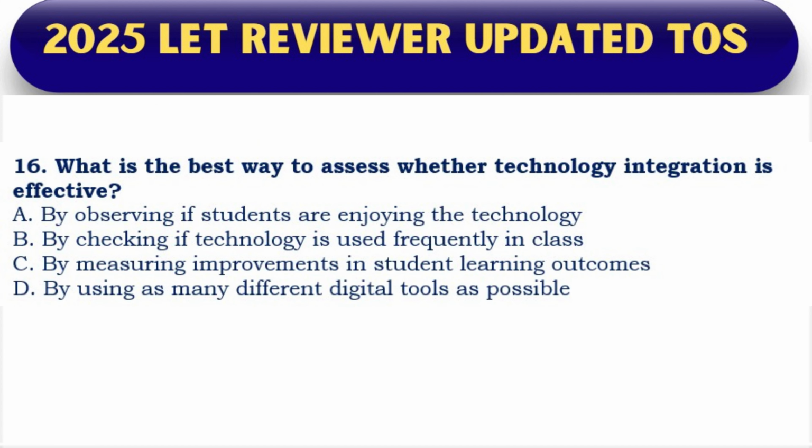16. What is the best way to assess whether technology integration is effective? A. By observing if students are enjoying the technology. B. By checking if technology is used frequently in class. C. By measuring improvements in student learning outcomes. D. By using as many different digital tools as possible.